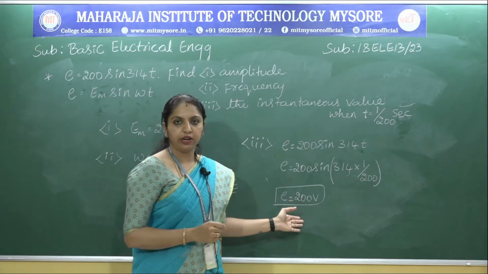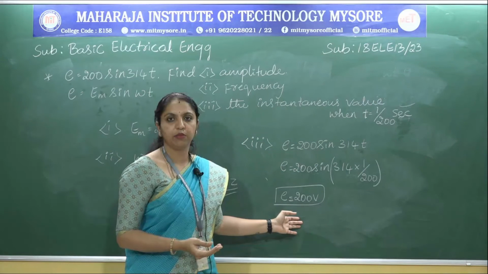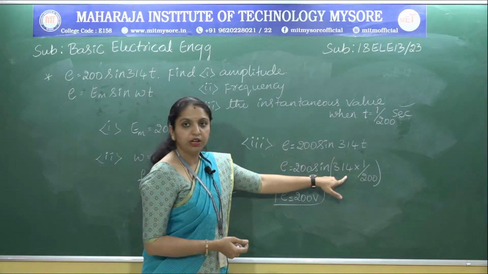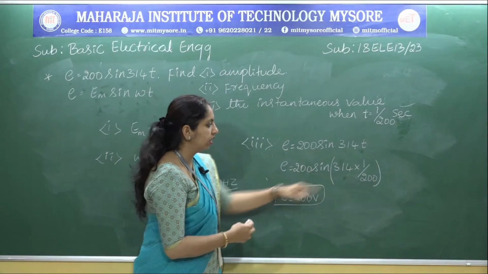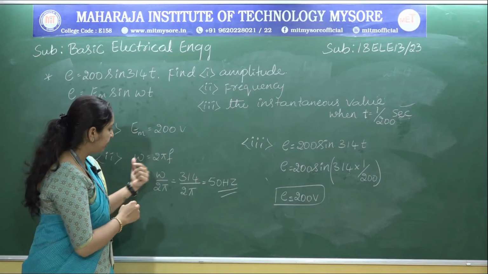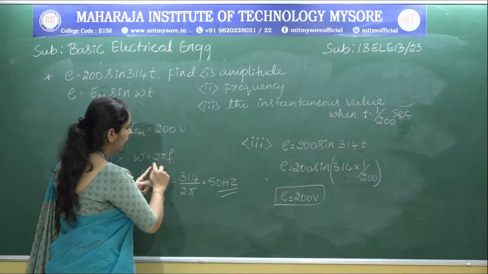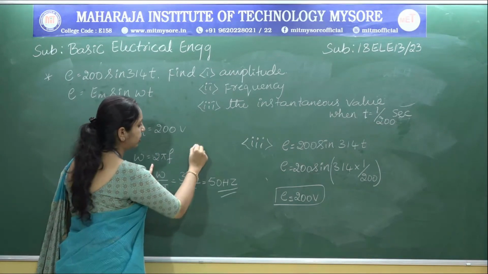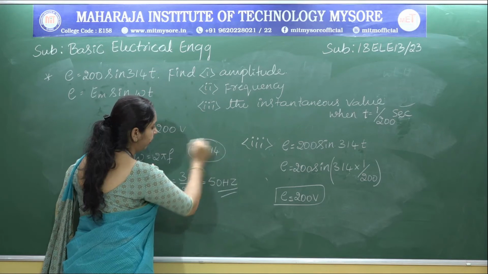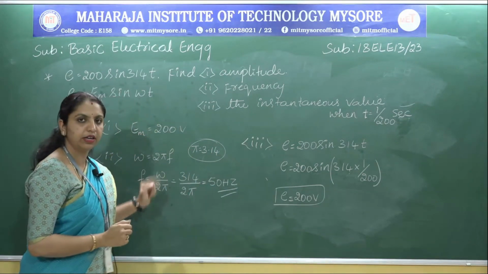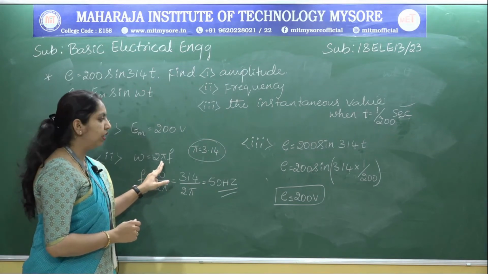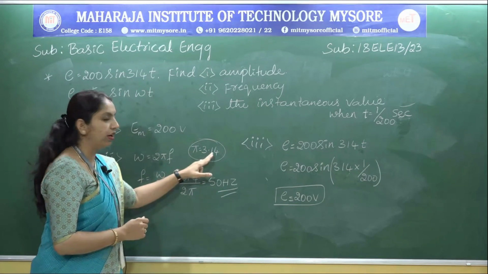Okay, so why is it in radians mode and why not degree mode? Here this 314 which we have got is because, as I have already told you, omega is equal to 2 pi f, and here the value of pi is substituted as 3.14. So in this equation, the pi value is substituted as 3.14.